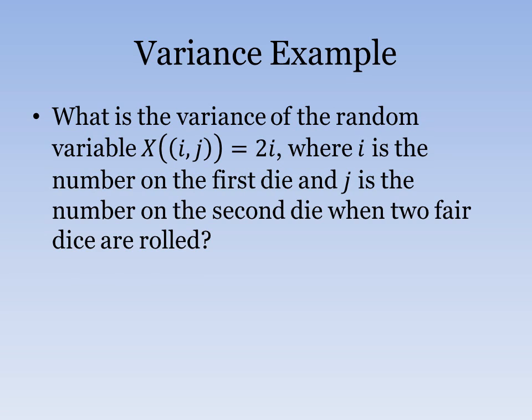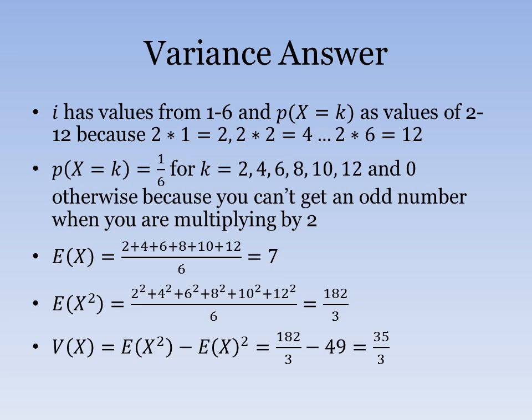So we have a variance example where X(i,j) equals 2i. i is the number on the first die, and j is the number on the second die. So what is the variance when the two fair dice are rolled? So i has some value 1 through 6, and X has values of 2 through 12 because 2 times 1 is 2, 2 times 2 is 4, and etc. So the probability of X equals k is 1/6 for k equal to 2, 4, 6, and so on, because you can't get an odd number when you're multiplying by 2.